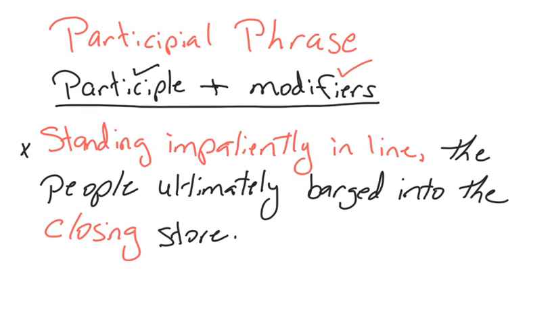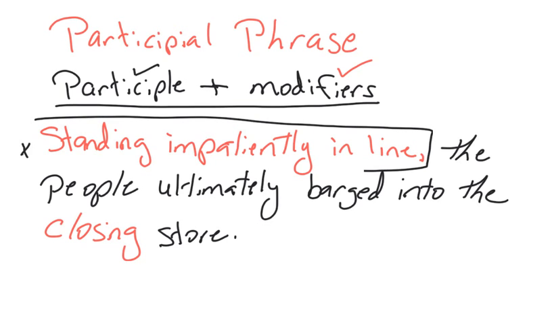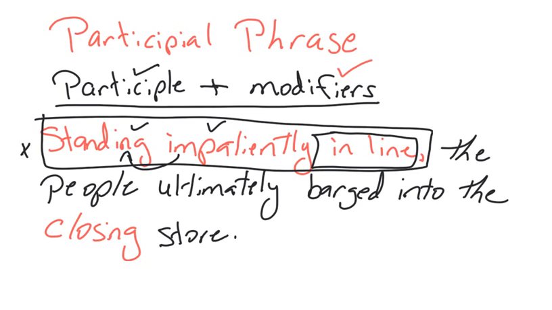If you look at the whole first phrase, it included the participle followed by the adverb modifying this participle and followed by the prepositional phrase in line, modifying standing. Since they are all modifying each other, they should be included in the same phrase. Now the whole phrase modifies, in this case, people.